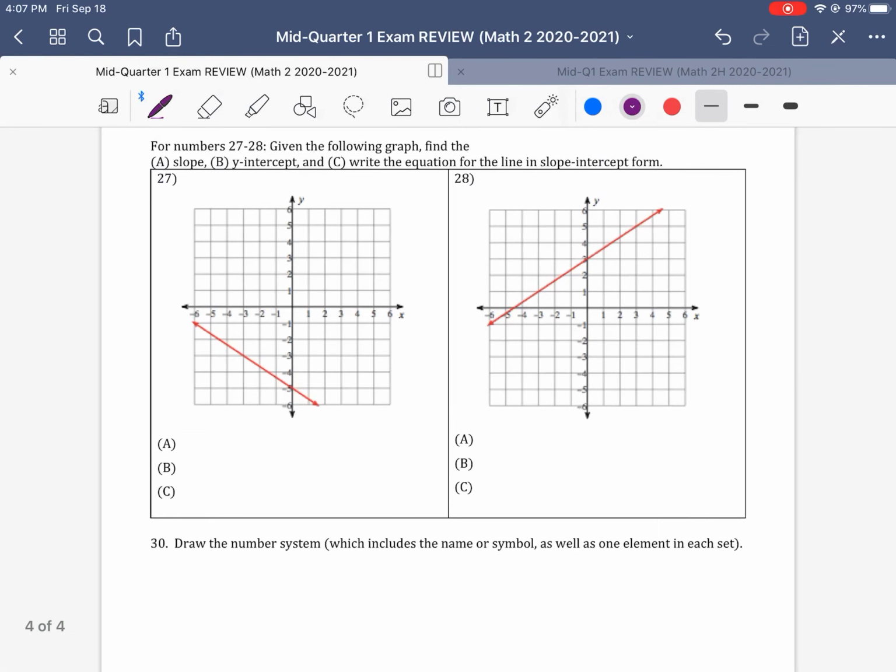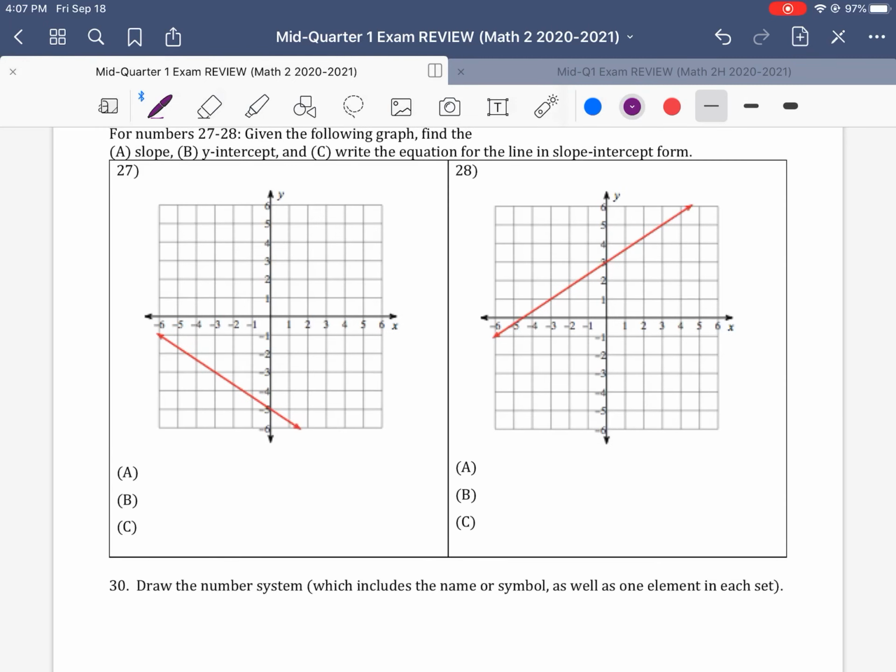Moving to the back page, we're looking at 27 and 28. These are linear functions, and we're asked to find the slope, the y-intercept, and then write the equation for the line in slope-intercept form, which remember is y is equal to mx plus b, where m is your slope and b represents your y-intercept.